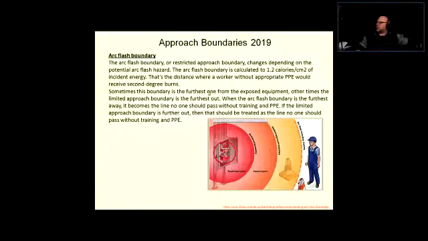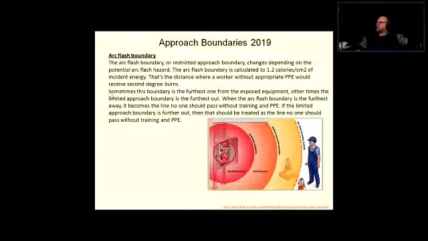So let's take a look at this thing here. Arc flash boundary or restricted approach boundary changes depending on the potential of the arc flash hazard. Okay, so that's why the distance. The arc flash boundary is calculated, and here's that thing that repeats all the time: 1.2 calories per centimeter squared of incident energy. That's the distance where a worker without PPE would receive second-degree burns. Right? So it's that far.